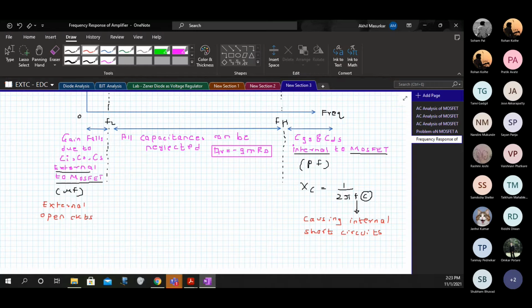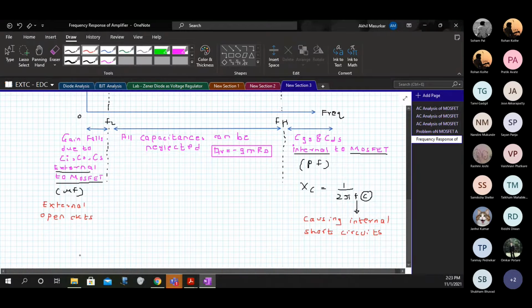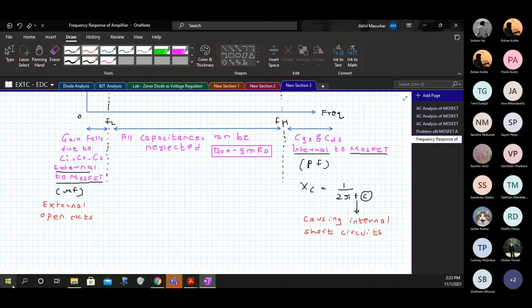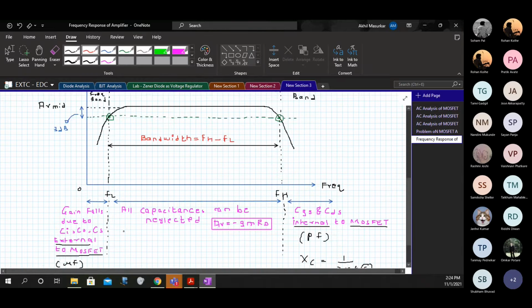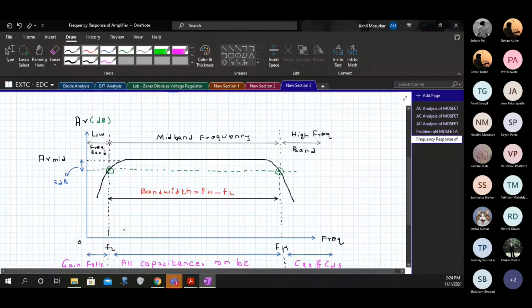So the frequency response study is a mechanism by which these two sets of capacitances, which affect the amplifier gain in the low frequency and the high frequency band, can be controlled. So you can see by the rise that FH is greater than FL, and that is why bandwidth is given by FH minus FL. So please copy this quickly.